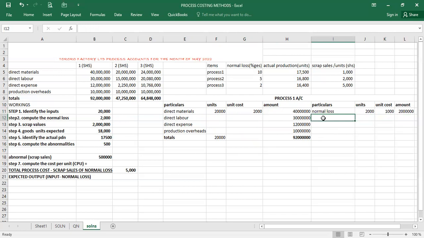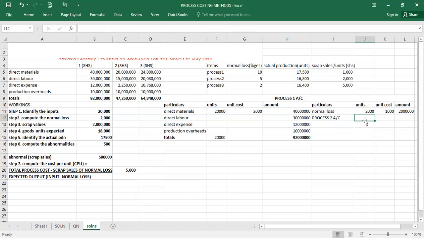So when we are done with that, we now go to where we are transferring. If it was only one process, this would have been the output. But since it is not one process, this one we will call process 2, meaning that we are transferring the output of process 1 to become the input of process 2. That's why from here we are saying process 2 account.